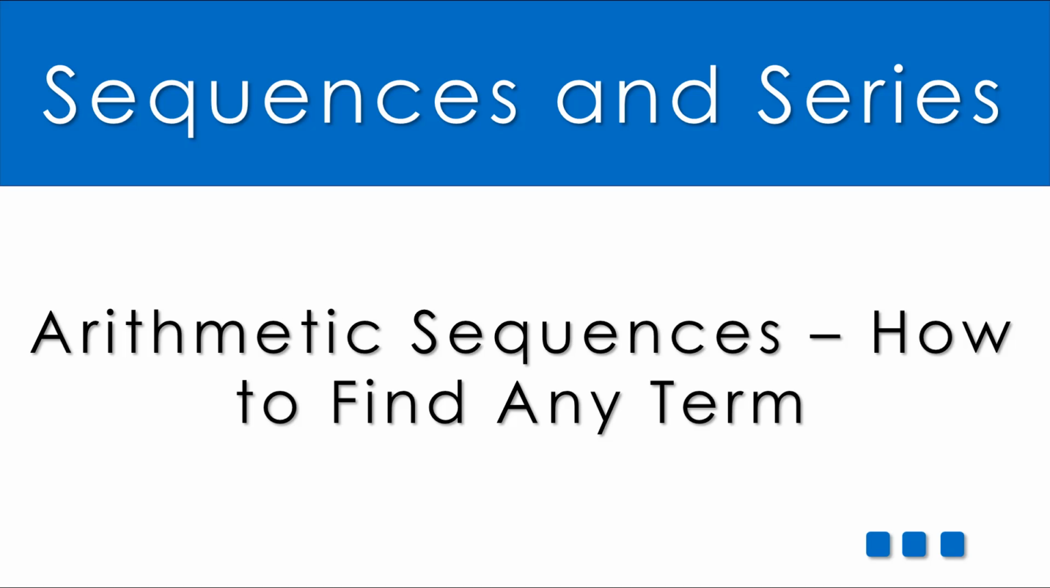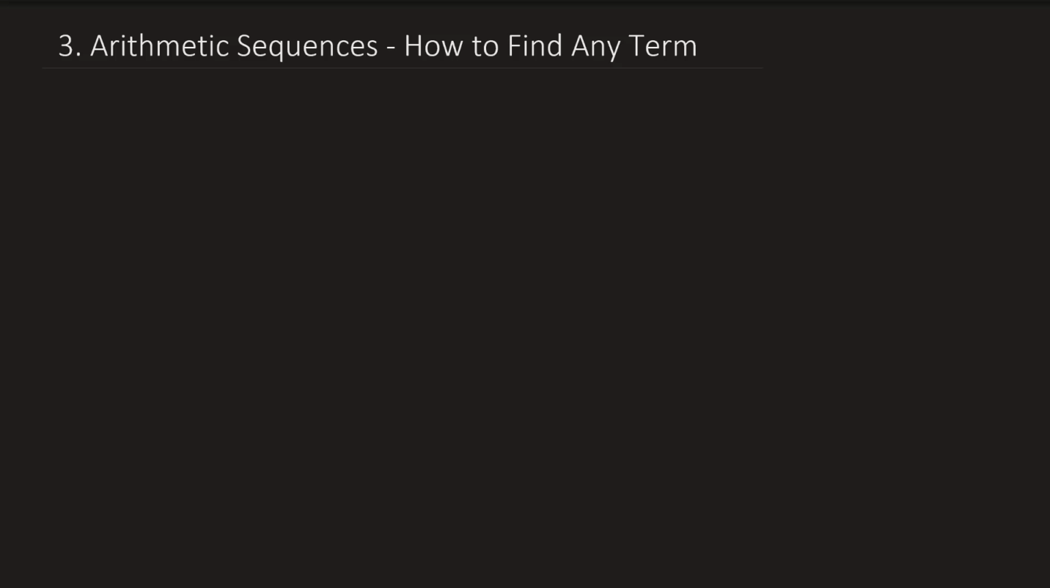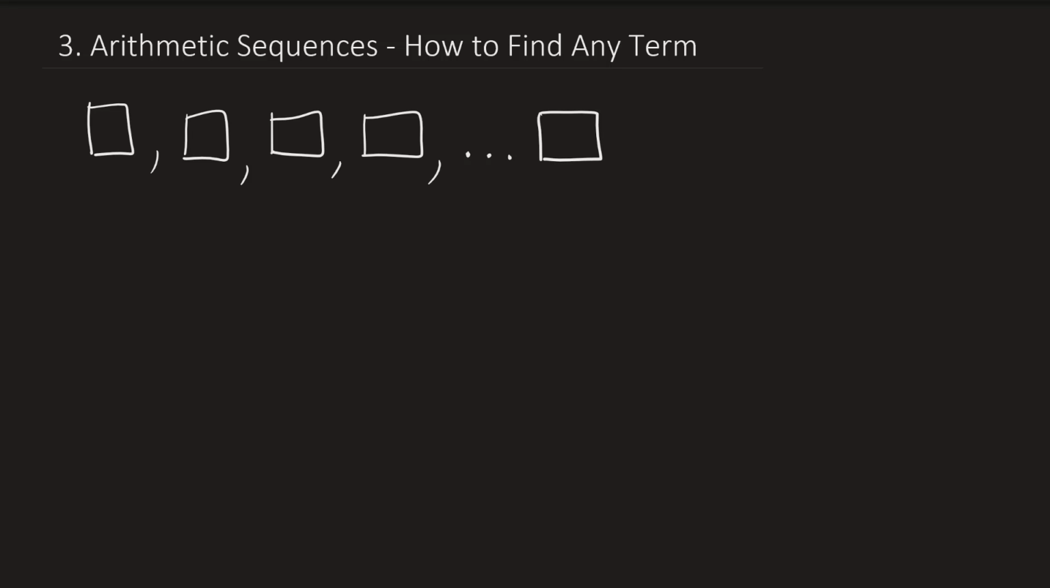Welcome to this video. Today we're going to look at arithmetic sequences and how to find any term in an arithmetic sequence. Let's start off by reminding ourselves what an arithmetic sequence is. It is numbers written in order, separated by commas. Here I'm going to put an ellipsis, which means there are other numbers to come, but I just haven't written them down. And I get to the last number and I'll put a full stop.